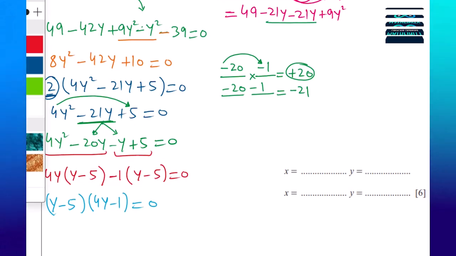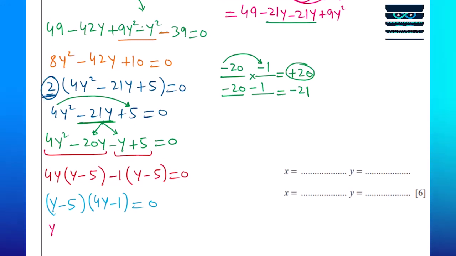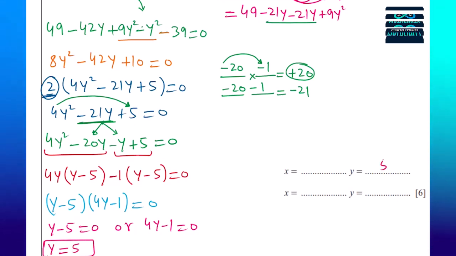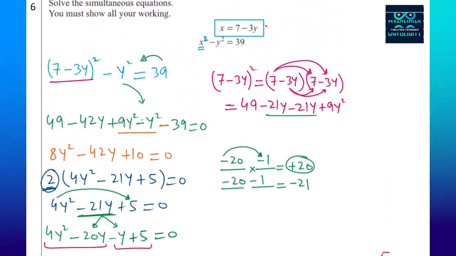We have to separate from here: y minus 5 equal to 0 or 4y minus 1 equal to 0. From the first, we will get the value 5, okay, that we have to write here, 5. And from the second one, we will be able to get 1 over 4. So 1 over 4. These two values of x, sorry, these two values of y, we will substitute in the first one here and we will get the value of x. x is equal to 7 minus 3y.